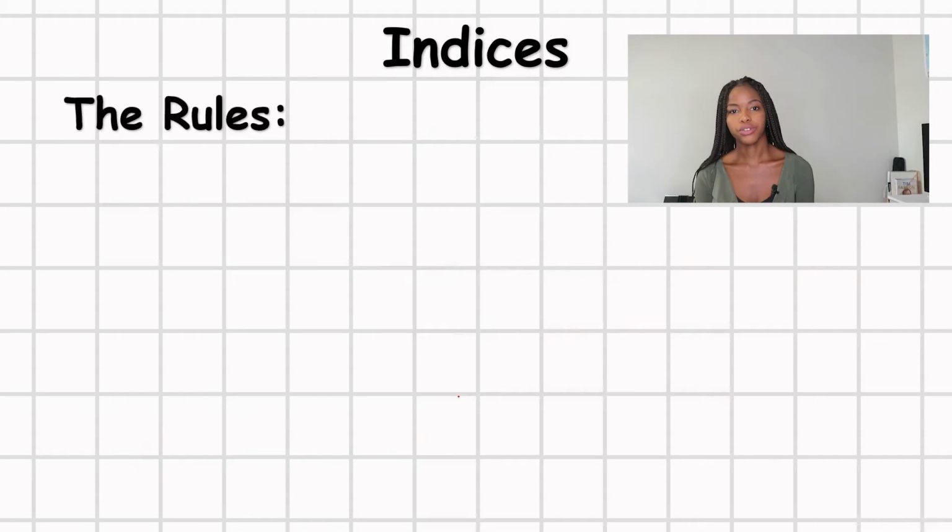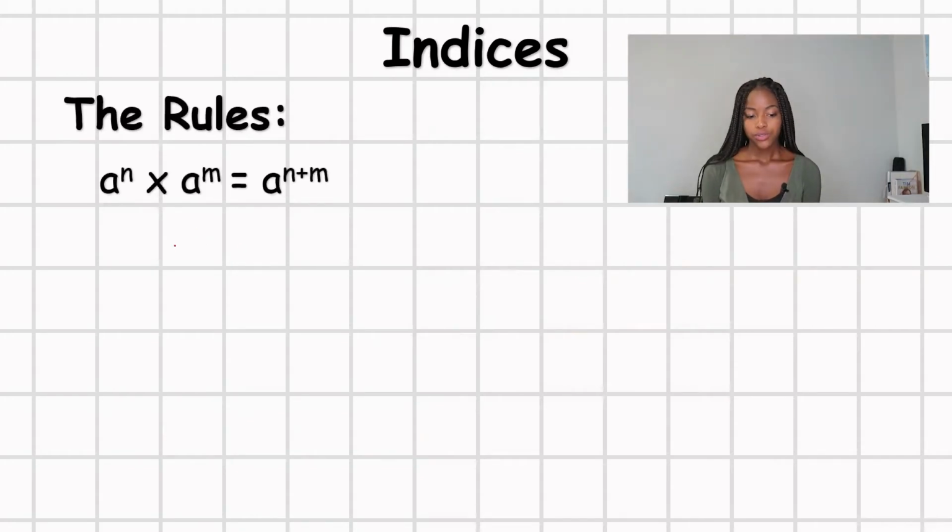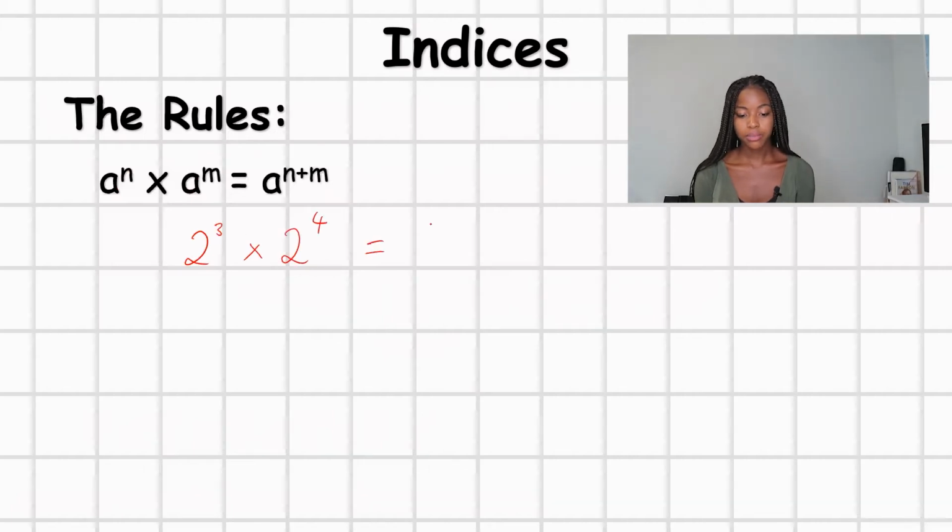Now we'll go through the rules of index notation. We'll start off with the basic rules. The first rule is a to the power of n times a to the power of m equals a to the power of n plus m. So a stands for any number. So let's take 2 as an example. If we have 2 to the power of 3 times 2 to the power of 4, we would simply add the powers. So the base would stay the same, so we would have 2, and 3 plus 4 is 7, so it would be 2 to the power of 7.